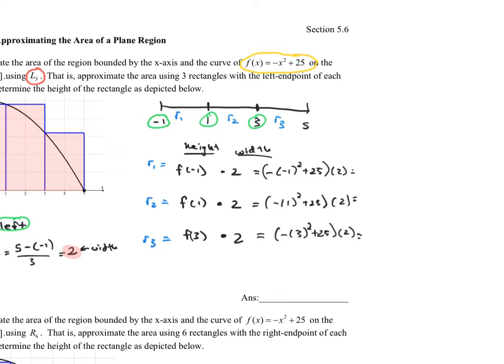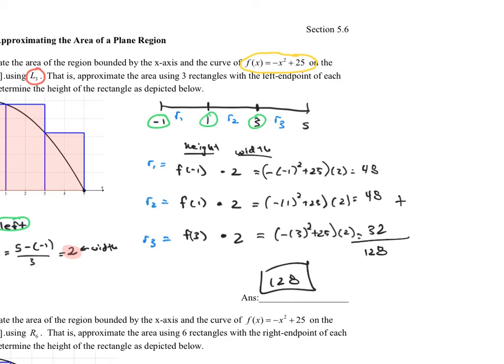Go ahead and plug that into your calculator. Let's see what you get. I'm getting 48 is the area of the first rectangle. I'm getting 48 is the area of the second rectangle. And I'm getting 32 is the area of the third rectangle. So how do I find the total? Well, all we've got to do is add those three numbers together. When I add those three numbers together, please double check my math, but I'm getting 128.